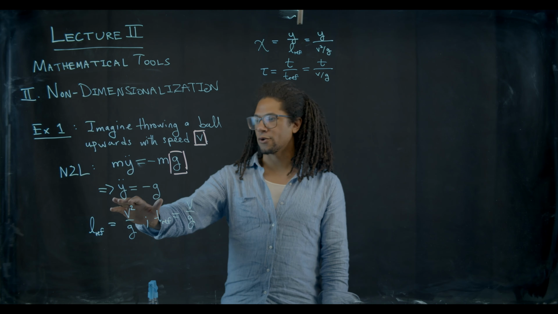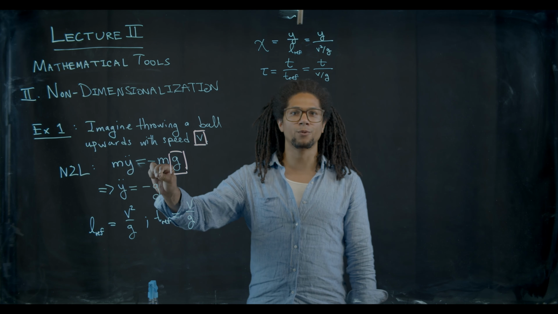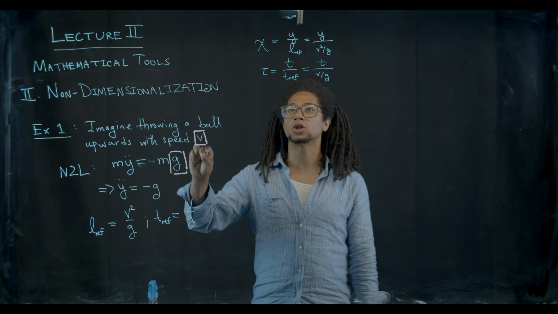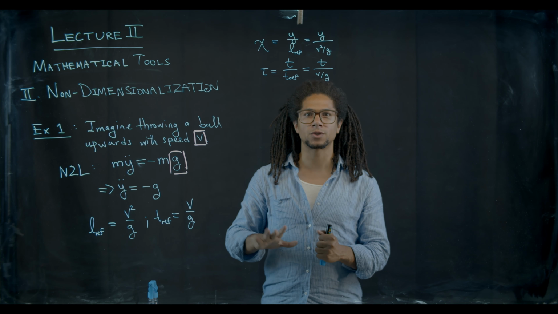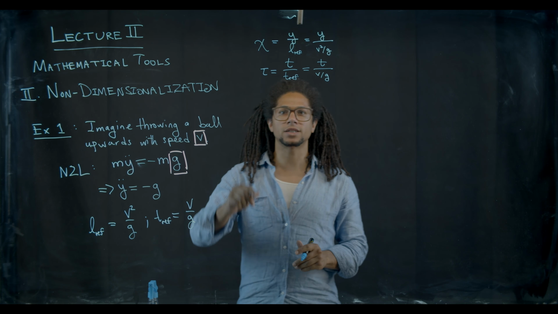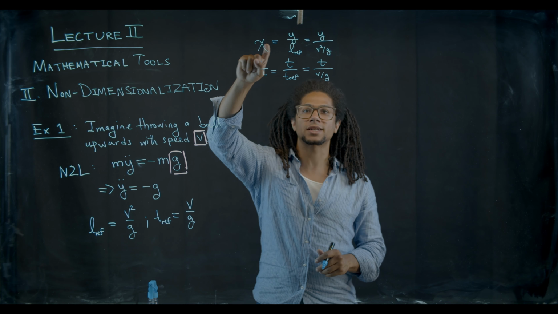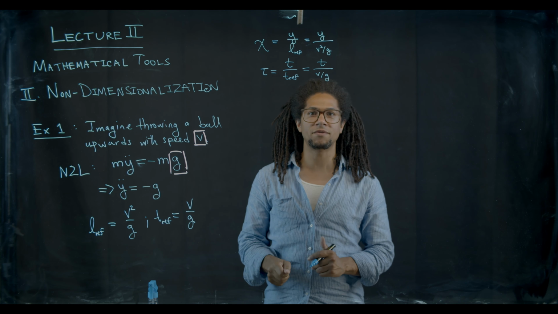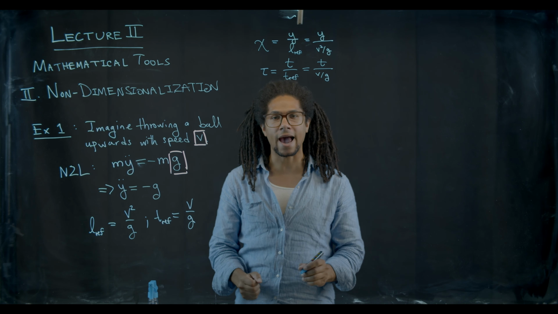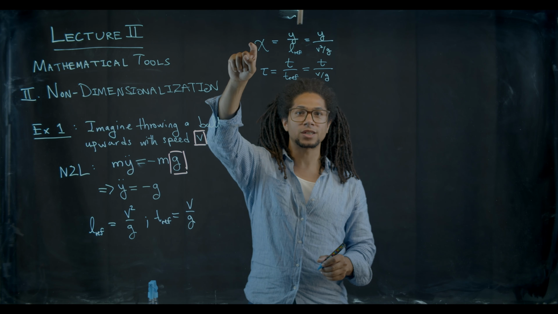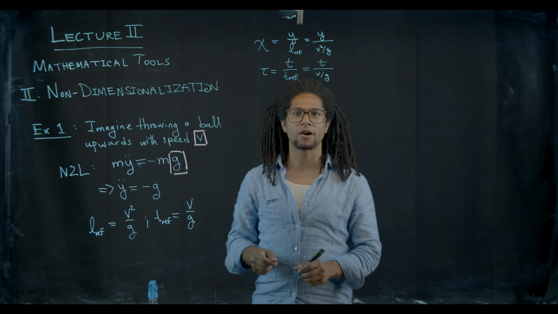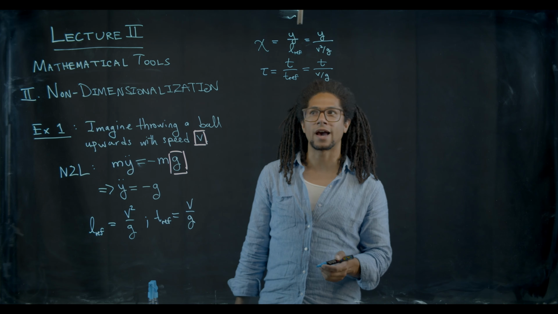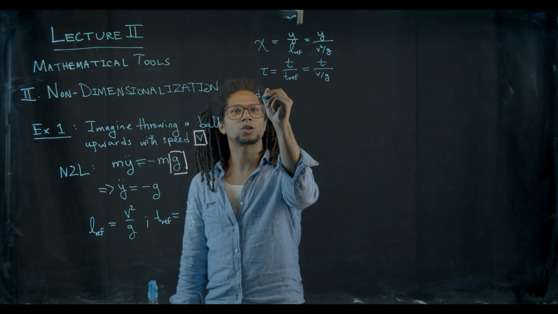Now I want to take my differential equation for y and rewrite it as a differential equation in terms of chi. But that's a little bit more complicated than it seems, because I don't want to take derivatives of chi with respect to t. I want to take derivatives of chi with respect to tau, because I want to think of this non-dimensional variable being a function of this non-dimensional variable. How are we going to do that? Well, it's actually not too bad.